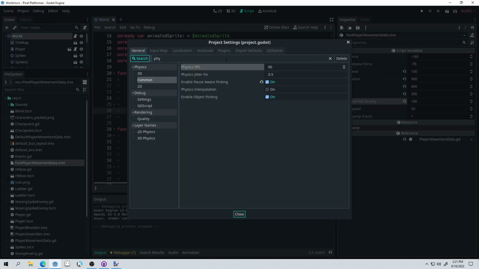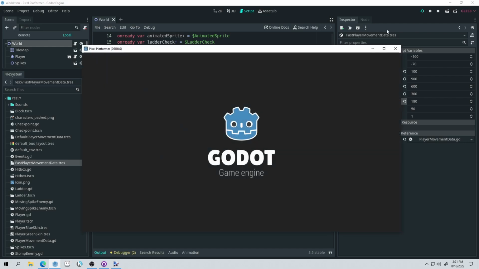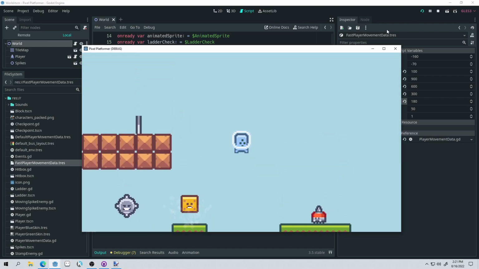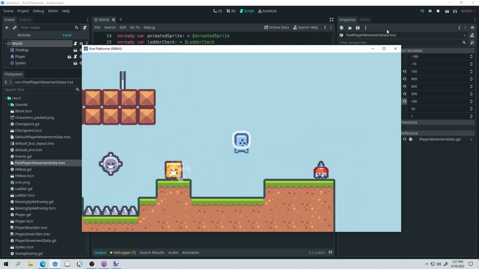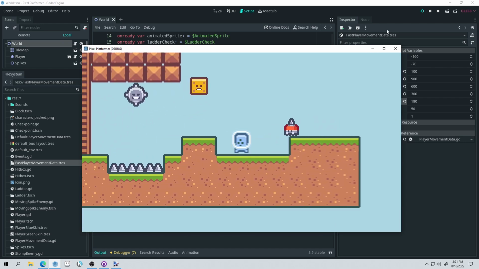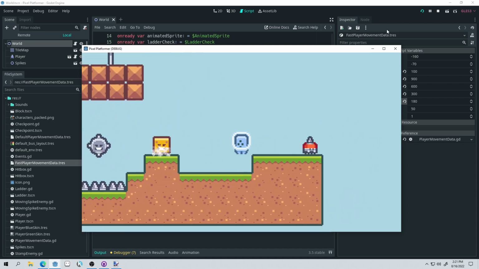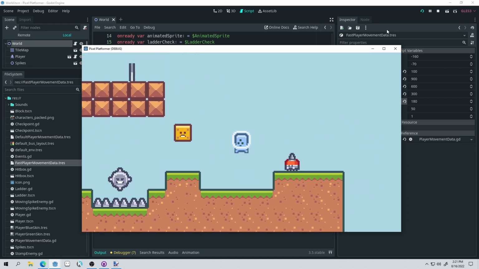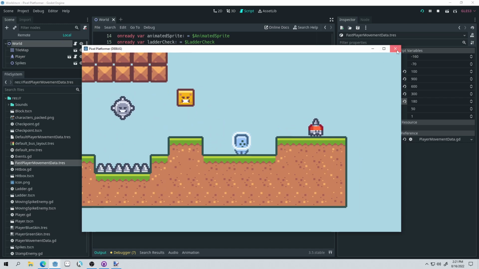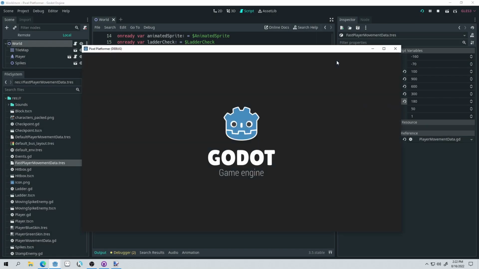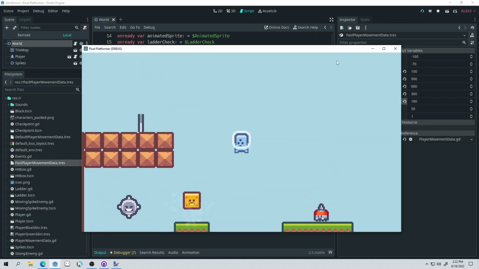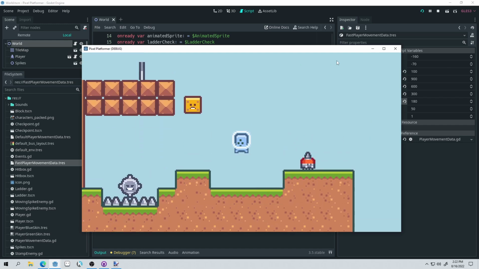However, if we come into our project settings and set this to 15 now, it should account for this new setting. And you can see we can jump about as high as the blocks and the movement feels about the same. It's obviously way choppier because we're at 15 frames per second now, but everything feels pretty much like it did before, other than being choppy. And if we were to set this to 120 frames per second, it would still work just like it did before. It'd be very smooth. Holy cow.